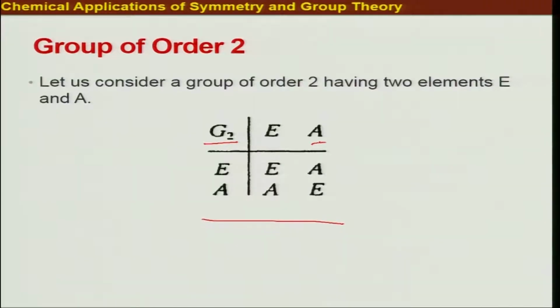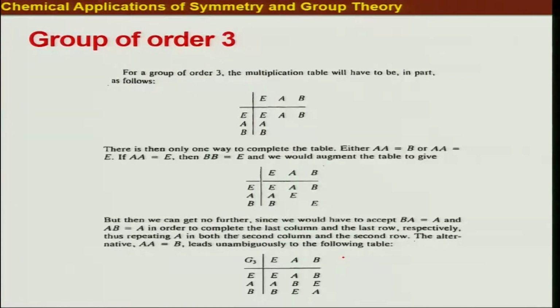So, there is only one combination that is possible, because I know that identity combines with any element to give the same element back. So, E product E is obviously E, and then E product A will give me back A. So, this one you can also very easily figure out. Therefore, it is really easy to find the group multiplication table for G2. Now, let us look at a little higher group, that is group of order 3.